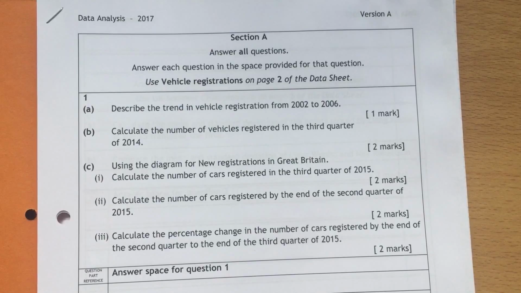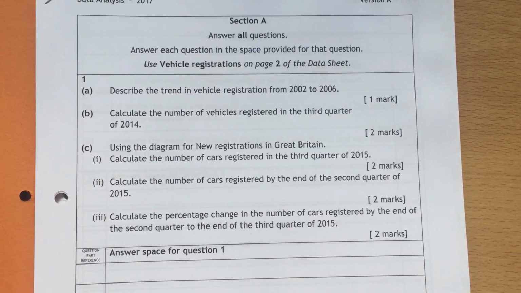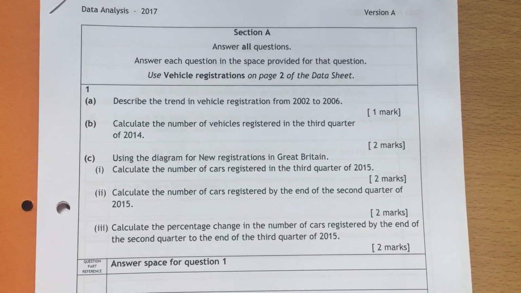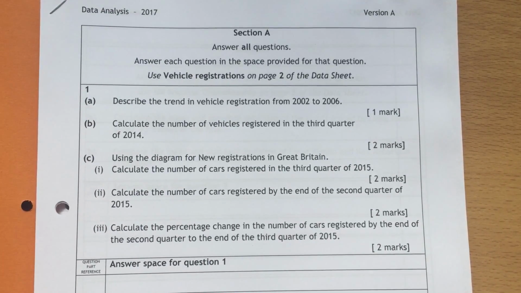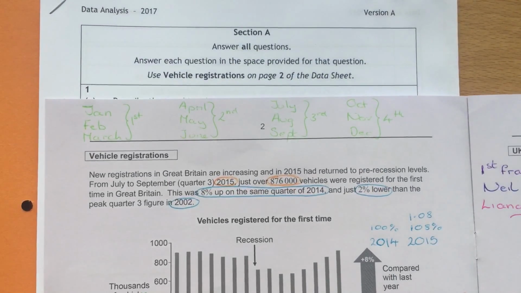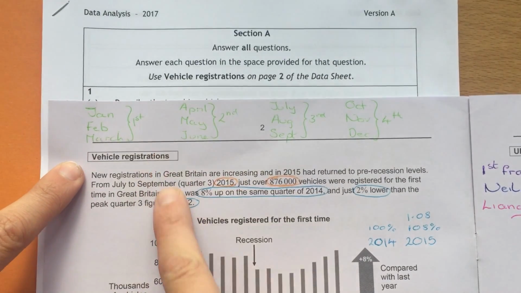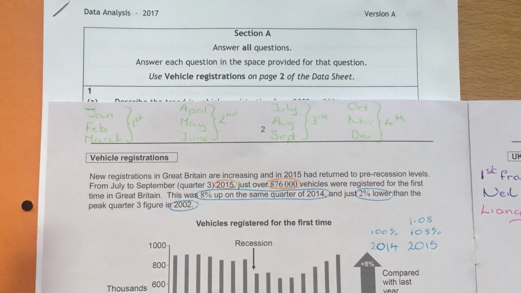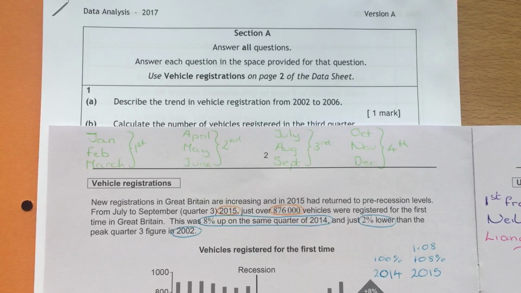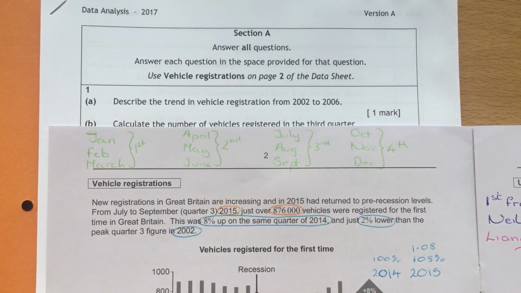This is version A of the data analysis pre-release questions for 2017. In exactly the same way as in the datasheet and in the actual exam, these will be done in the same order. So you'll see it corresponds to section A, vehicle registrations, and this will be the first bit that we look at: describing the trend in vehicle registrations from 2002 to 2006.